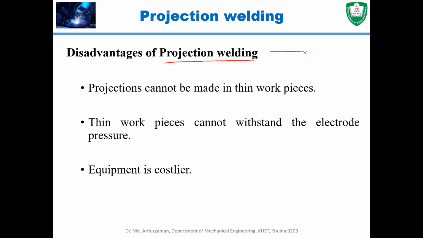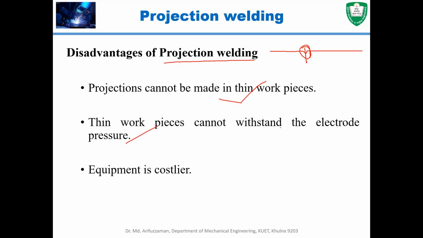a projection, let's say you have a thin workpiece with a projection and you do the welding, this gets melted very quickly. These small regions get melted very quickly, and that creates, instead of welding, a void in this region, that means empty space, and that will be very defective welding. That is why thin workpieces are not suitable for projection welding.